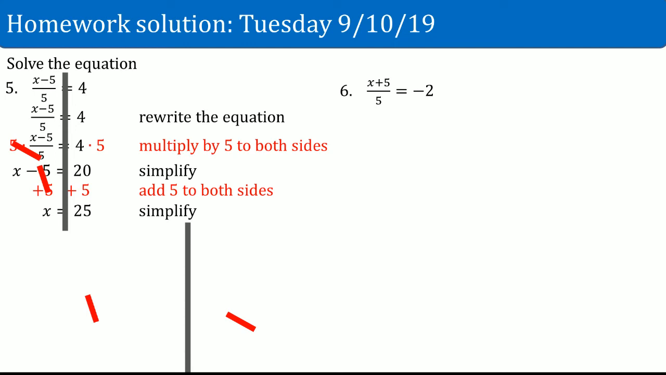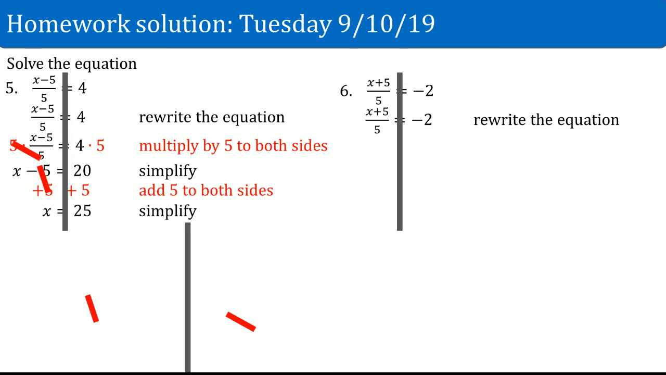Number 6. I have an x plus 5 divided by 5 is equal to negative 2. Rewrite the equation. x plus 5 divided by 5 is equal to negative 2. Draw a line straight down to see the left and the right. Again, you deal with the most outward thing. So here it's x plus 5 divided by 5. So that divide by 5 is your outside thing.